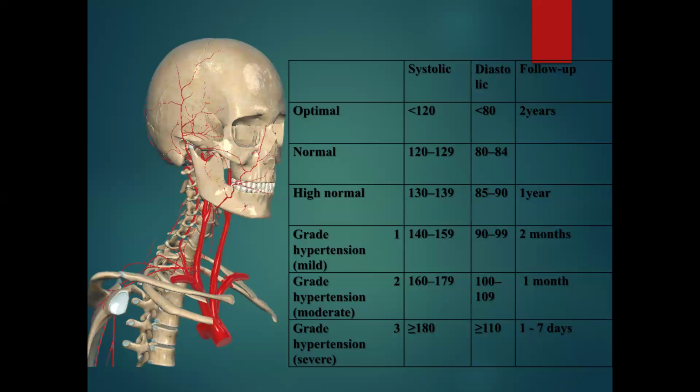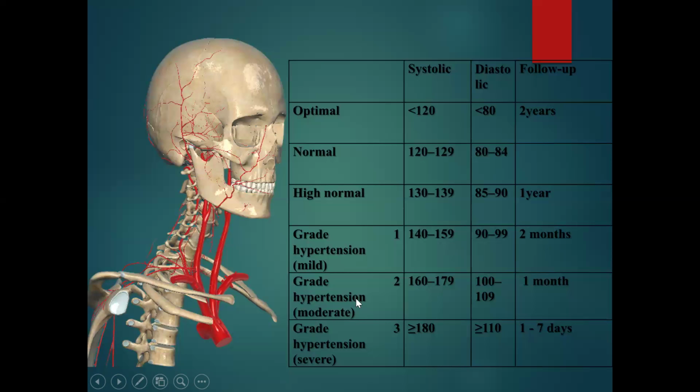Then we say that someone is having high normal blood pressure when it is from 130 to 139 systole and 85 to 90 diastole, and such a person should be followed up for 1 year. Then we diagnose a person to have grade 1 hypertension, that is mild hypertension, if the blood pressure is within 140 to 159 systole and 90 to 99 diastolic pressure. And that patient should be reviewed and followed every 2 months.